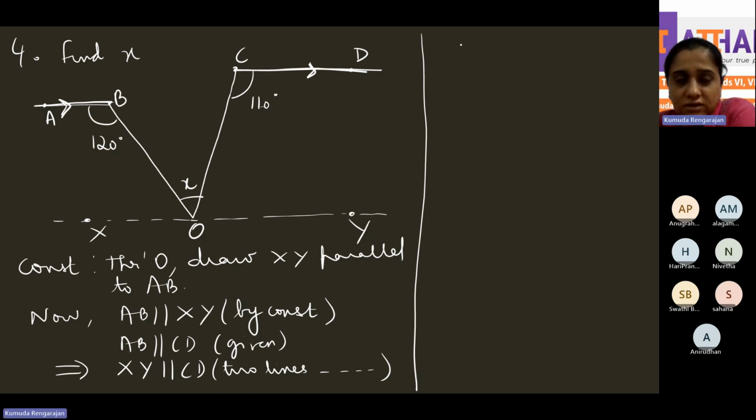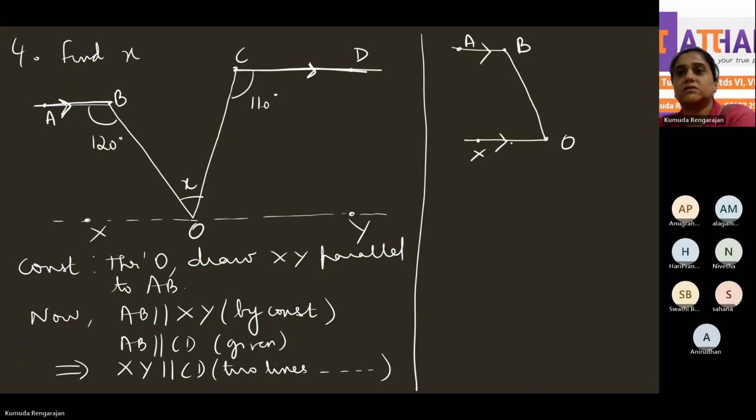Now can you see AB, BO transversal and OX like this? This one is parallel to this one. These two are parallel. BO is a transversal. This one is 120 degrees. Now we'll mark this as A. What is the relation between 120 and A? What kind of angles are they? Co-interior angles or allied angles.